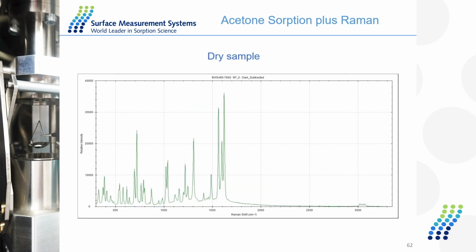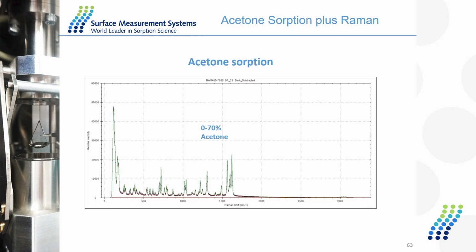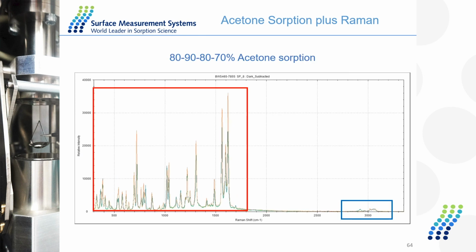So we start from our dry sample, again, perfectly comparable to the data shown before. Now, from 0 to 70%, there is not a significant change in the Raman data, which matches exactly what we've seen for the DVS data. However, when we move to higher partial pressure, we see that the transition happens.